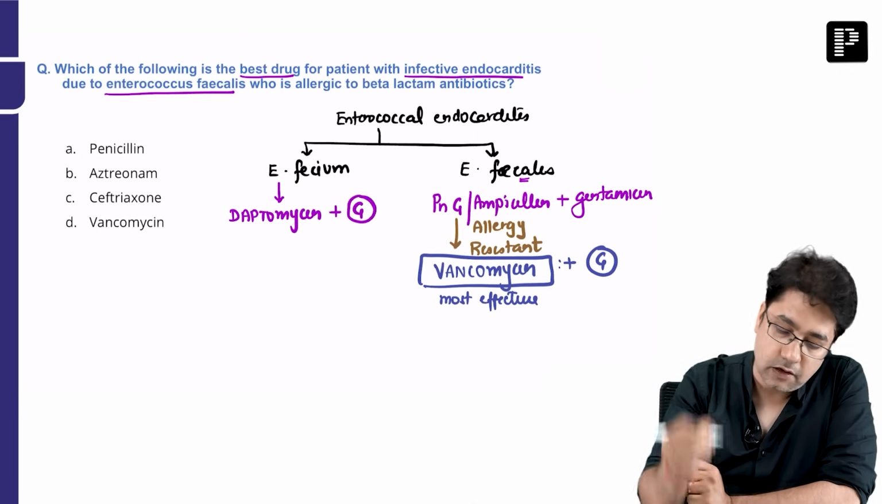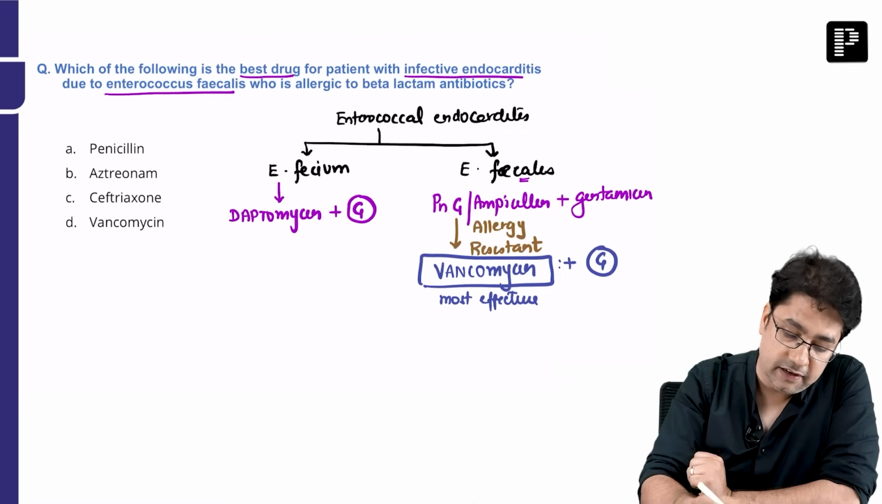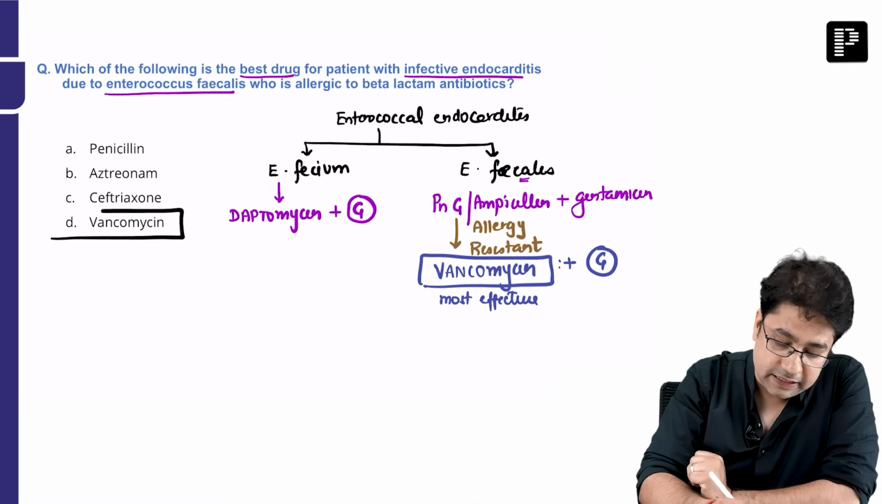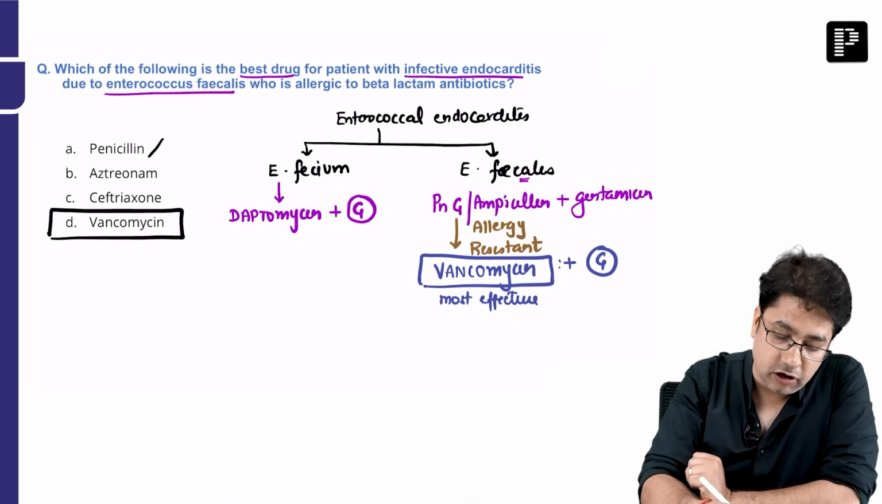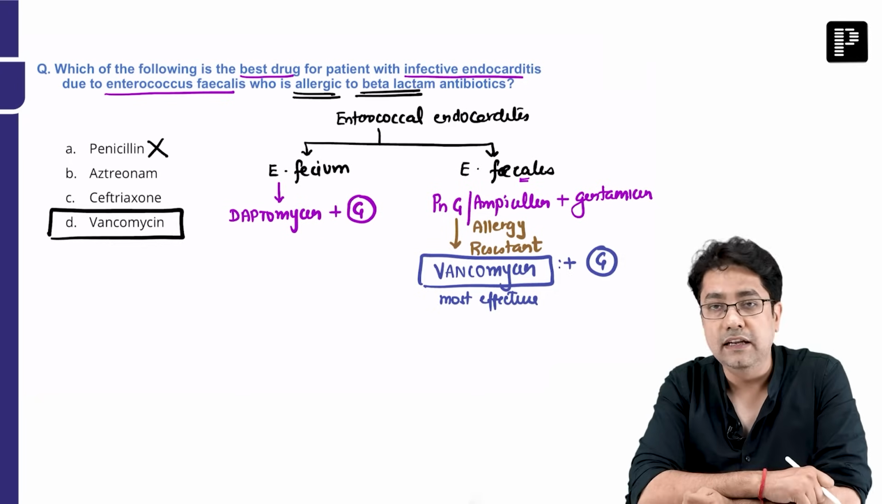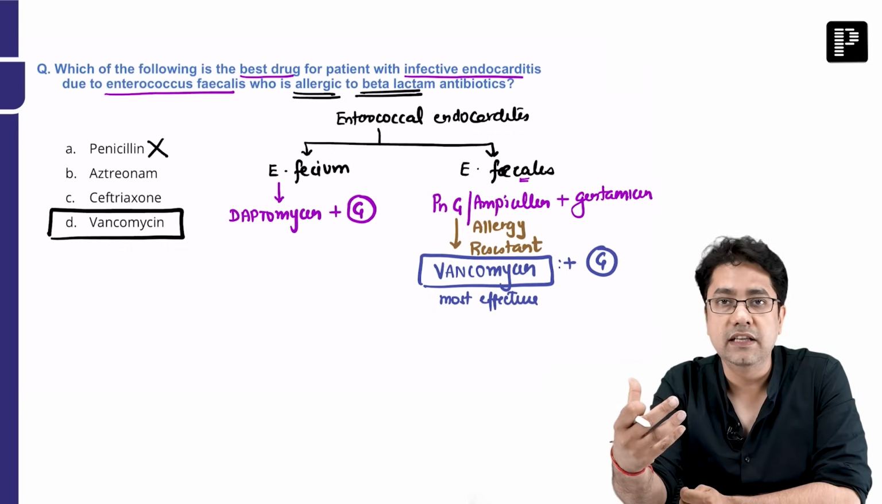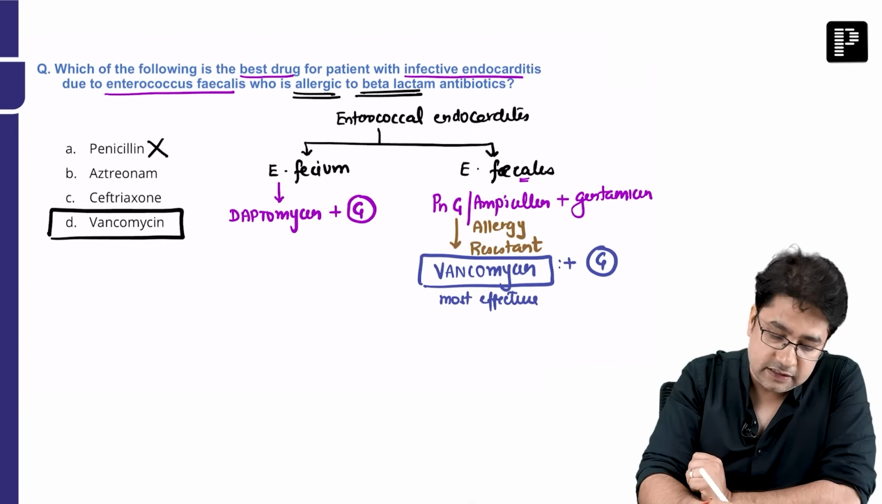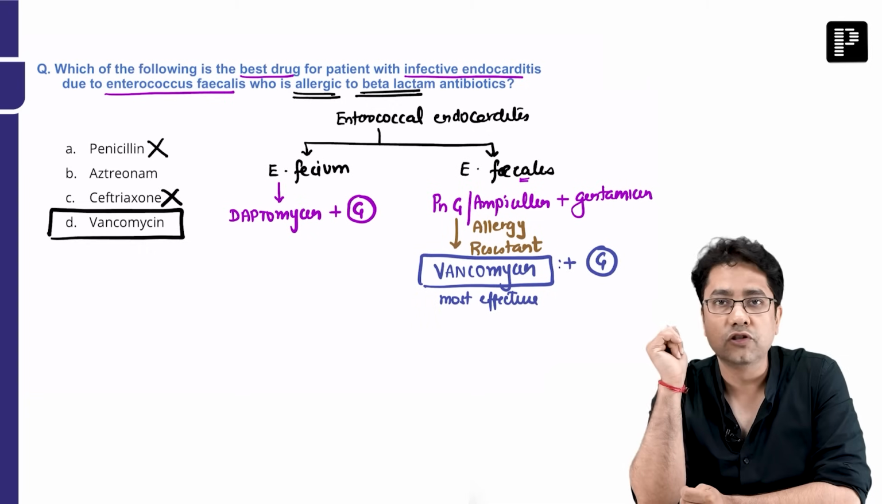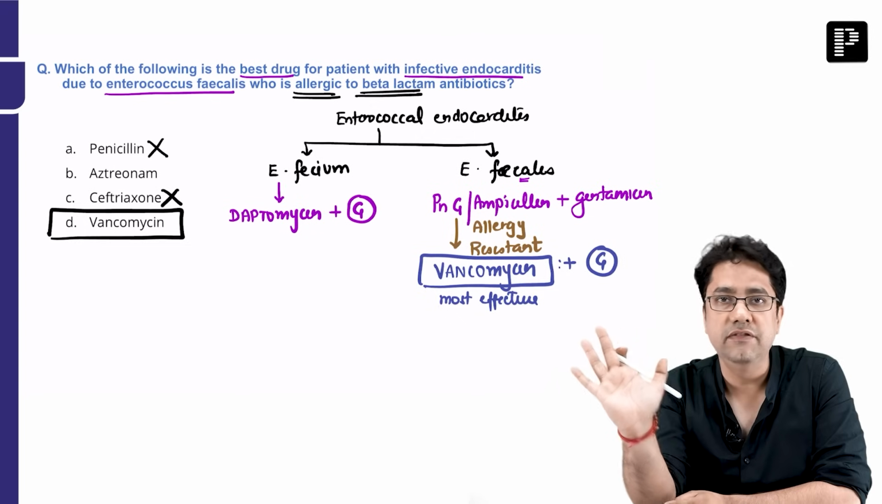Okay, so the best answer out here will be vancomycin. So penicillin will not be given because the patient is allergic to beta-lactam. Allergic to beta-lactam. Beta-lactams, they contain penicillin, cephalosporins, etc. Again, ceftriaxone is also a cephalosporin. In beta-lactam allergy, we don't give.